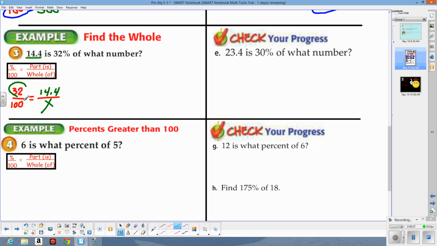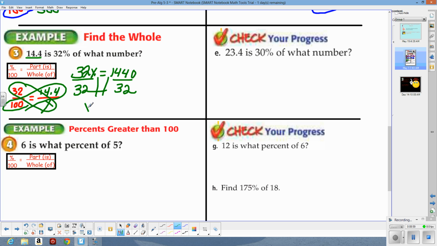Now go ahead and solve it. 32x equals 14 and 4 tenths times 100. When you multiply by 100, you move the decimal 2 to the right. So 1,440. Now divide both sides by 32. And you get 45. So 14 and 4 tenths is 32% of 45.